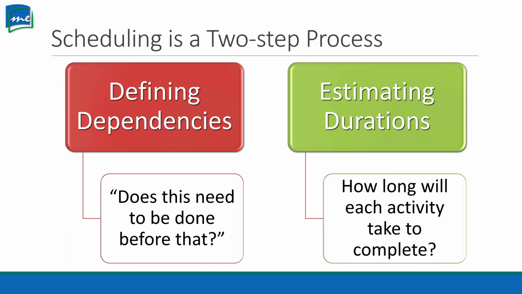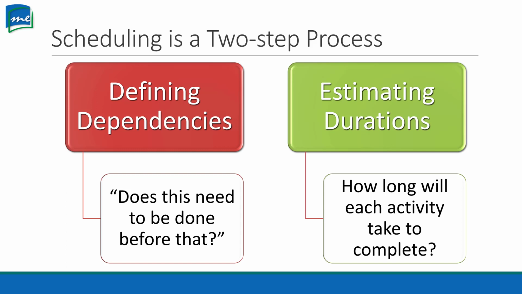So let's look at scheduling, since I hit on that. Scheduling is a two-step process. We have to define dependencies. What needs to be done before you can do this next thing? For example, you're looking to get a college degree. What needs to be done before you can get the college degree? You need to attend class, right? Well, what needs to happen before you attend class?